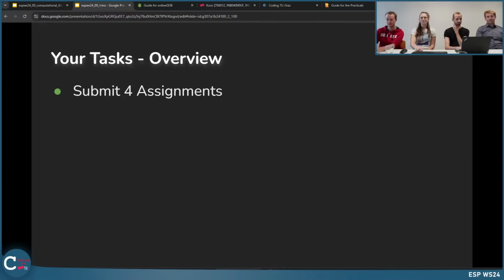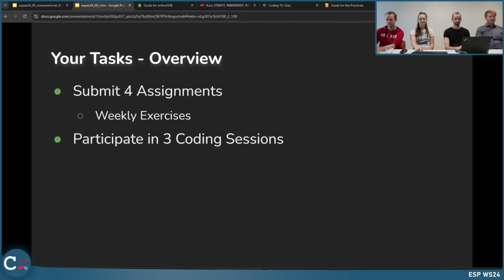So let's check the overview again. You have to submit four assignments with those weekly exercises, and participate in three coding sessions where you have to submit all the homeworks, one homework for each coding session. And these are not really all the tasks that you need to do. So this is everything you need to do.